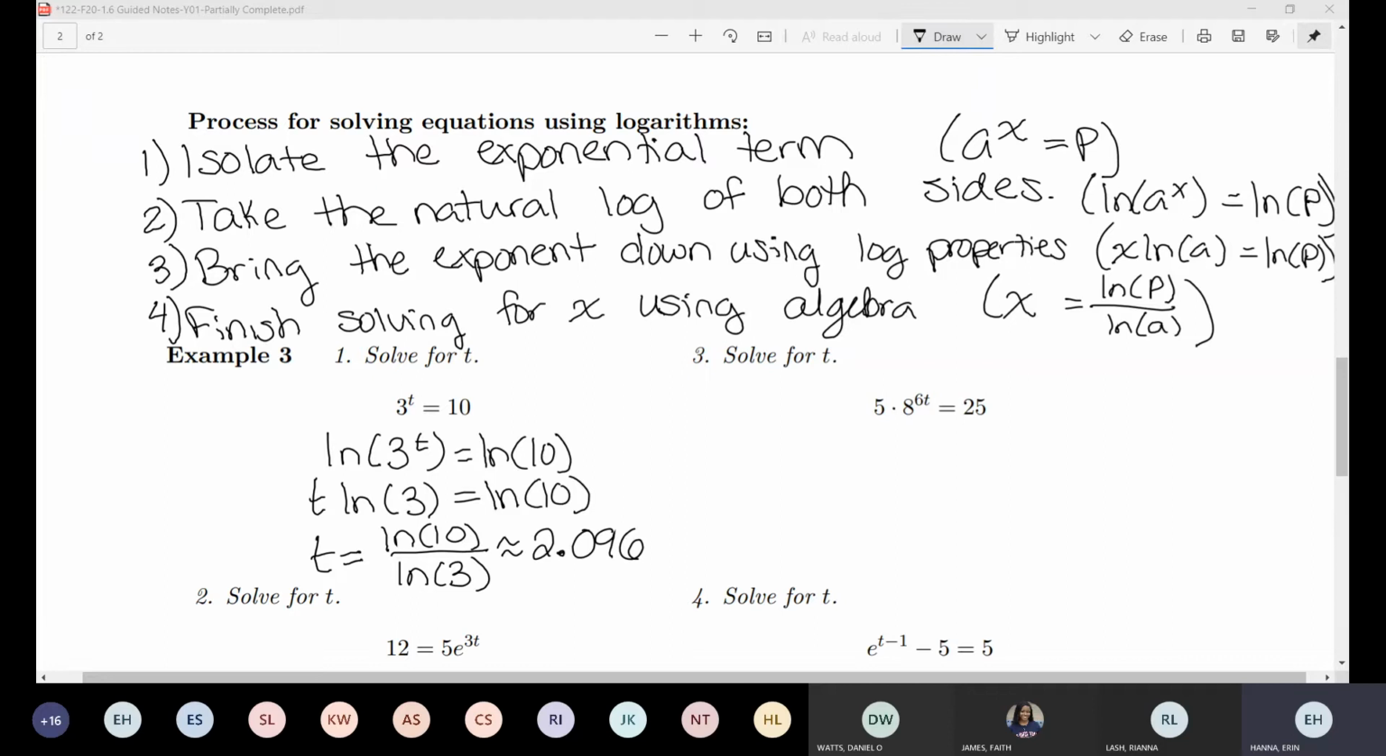So now I've got to isolate the exponential term. Well, the exponential term is this 6 to the t, so I have to get that 5 away. So to essentially get this 5 over to the other side, since they're being multiplied, I have to divide both sides by 5. 25 divided by 5 is 5. Once I've isolated, take the natural log of both sides.